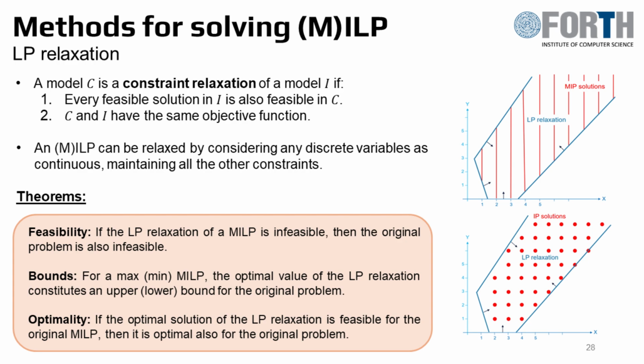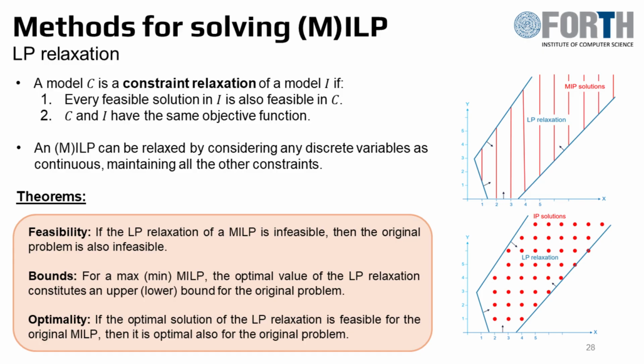First, feasibility. If the LP relaxation is infeasible, then the original MILP is also infeasible. This means we can detect impossibility early without exploring integer combinations. Second, bounds. For a maximization problem, the optimal value of the LP relaxation is an upper bound on the MILP optimum. For minimization, it is a lower bound. This is crucial. It allows us to evaluate how promising a region of the search space is without fully solving it in integer form.